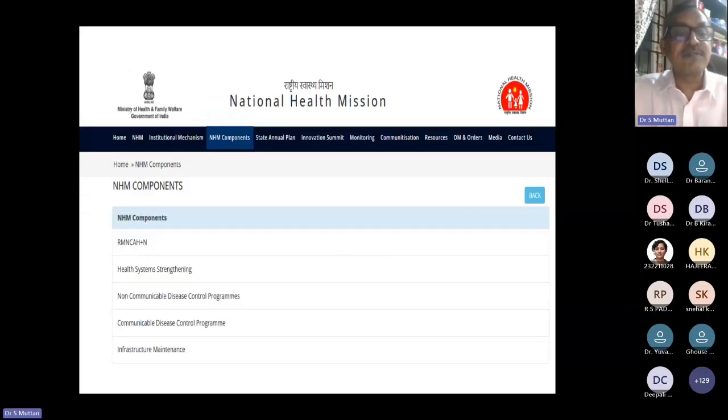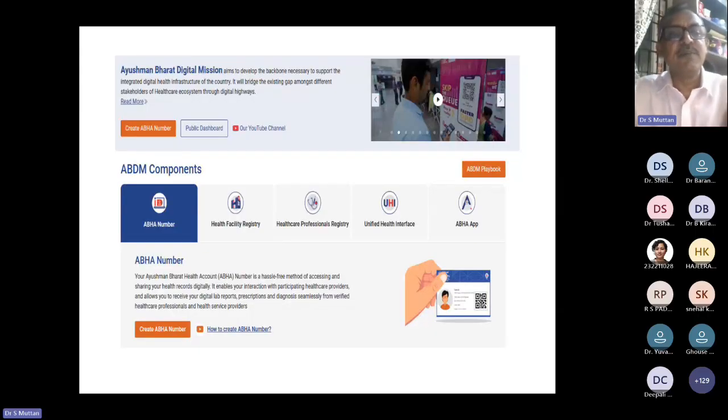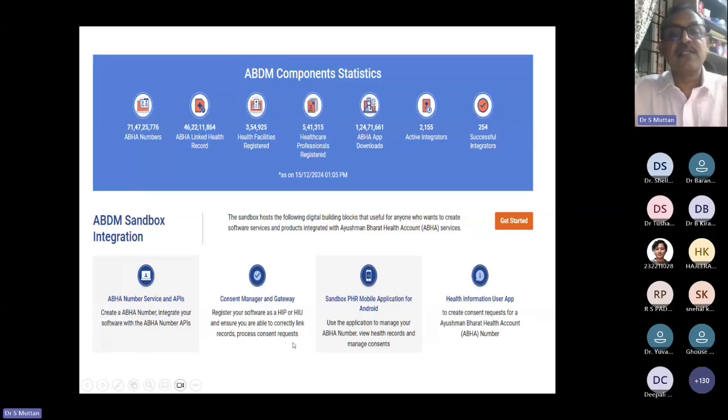And these are the components: health system engineering, non-communicable diseases. There are certain objectives and a vision for each and every body that the Government of India develops. You have the ABDM components, Ayushman Bharat Digital Mission. The ABHA number is very important. And today, if you see carefully, there are 71 crore ABHA registrations. You can see wonderful statistics. ABHA numbers are 71 crore.